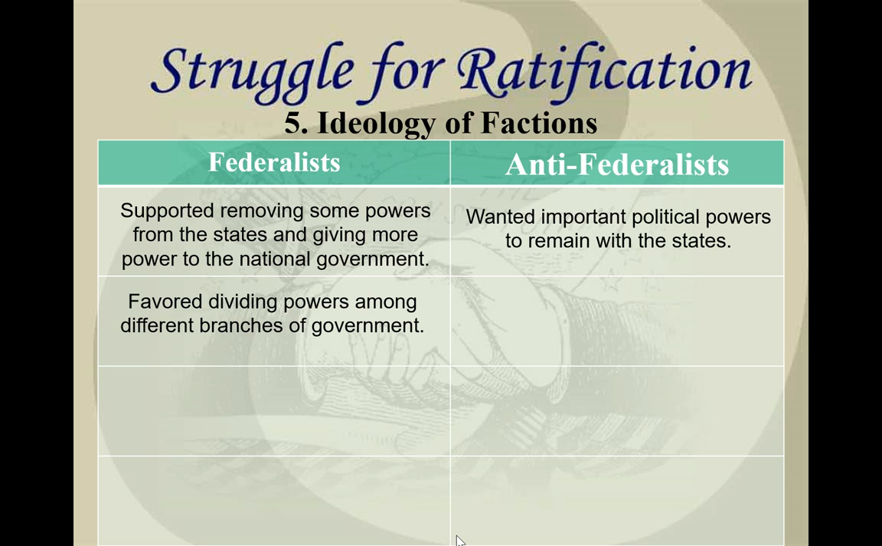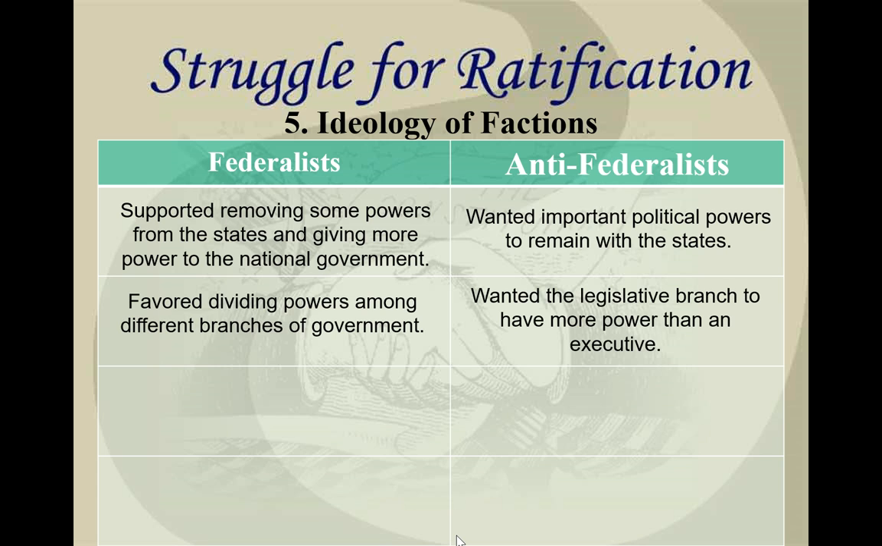So that idea that we have three branches, you have the legislative, executive, and judicial branches, that's something the Federalists really support. Whereas the Anti-Federalists wanted the legislative branch to have more power than the executive branch. They believed that really the federal government's only job was to create laws, and that having an executive branch that has power is starting to verge on having a king. And that's something we wanted to avoid since we just broke away from a monarch.